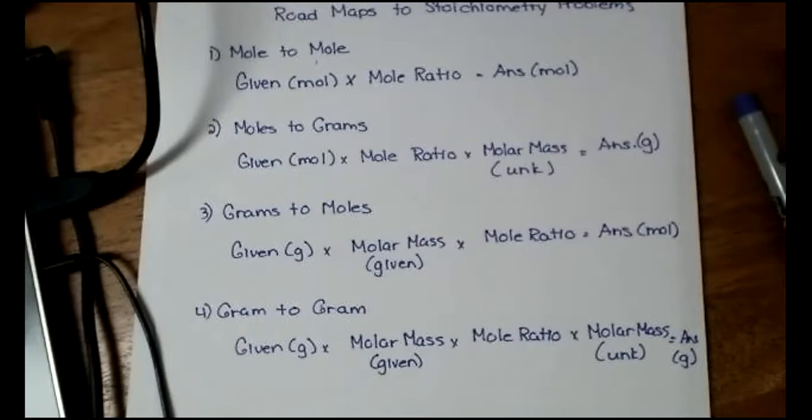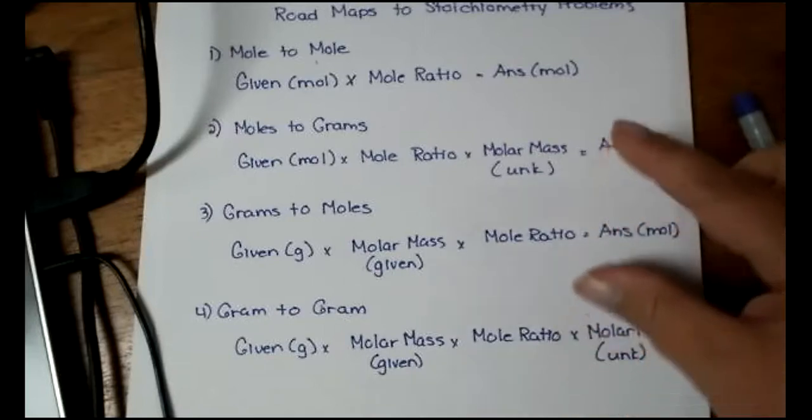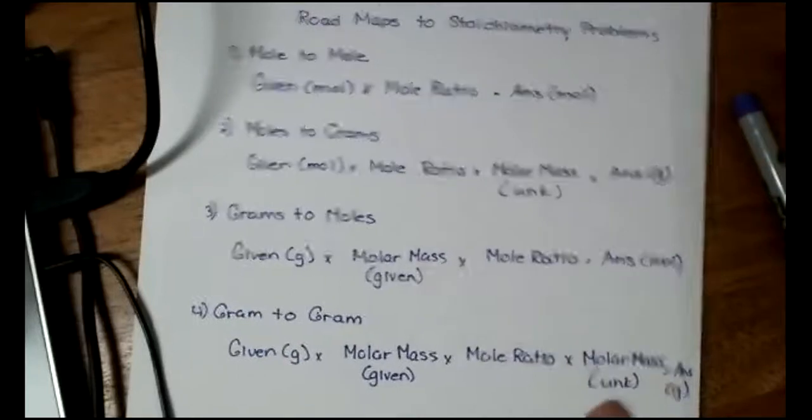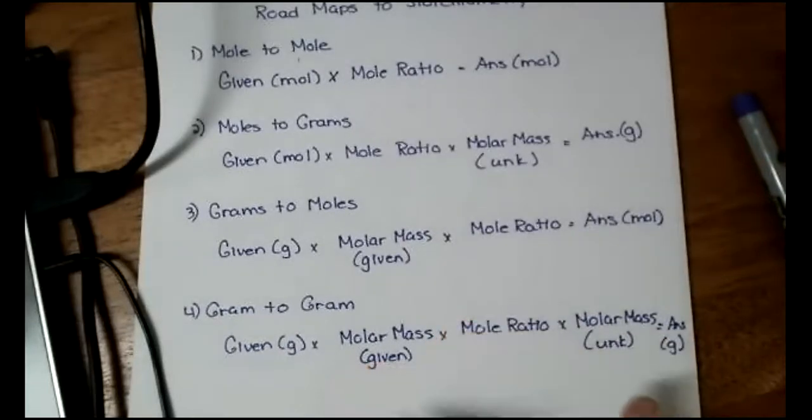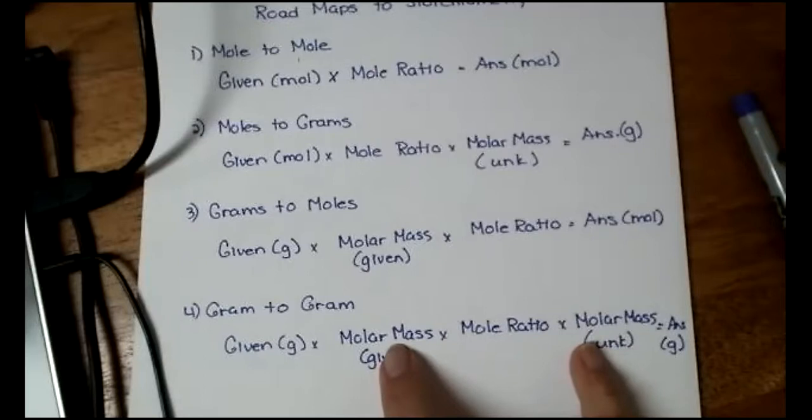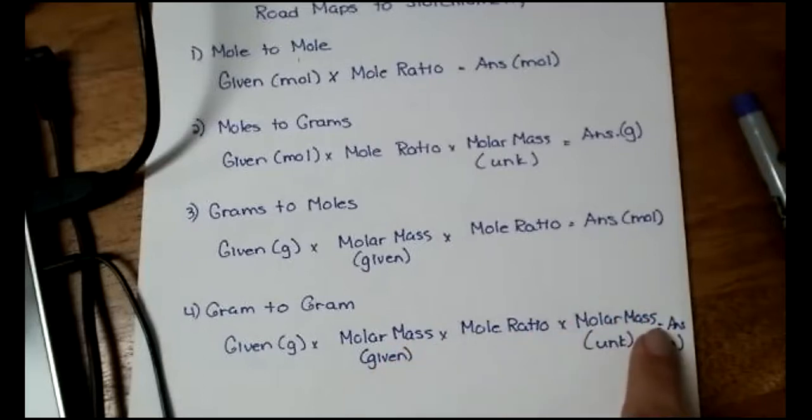So today we will be starting with a problem where we're given a number in grams. We're going to have to convert those grams to moles by using molar mass. Then we will implement the molar ratio. And then we will have to find the molar mass of our unknown in order to get our answer in grams. So basically, we're meshing these two together, and you're going to end up with 2 molar masses that have to be worked out in order to get your answer, okay?